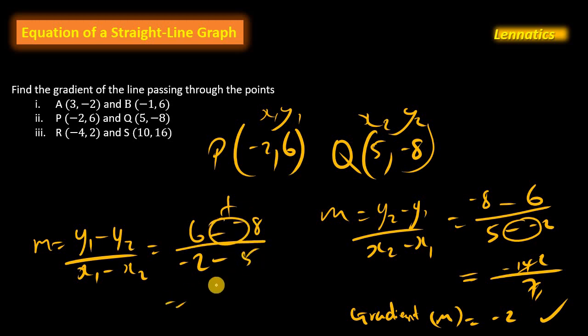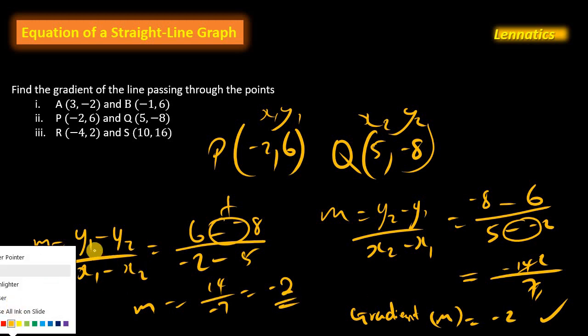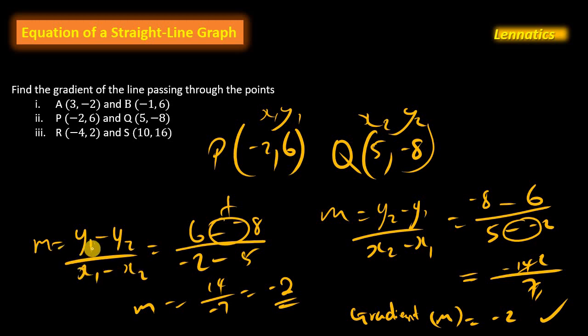And so the 6 plus 8 is going to be 14. Negative 2 minus 5, that's negative 7. And so 7 goes into 14 twice. Positive by negative is negative, so negative 2. Same answer for the gradient, right? And this will always work. Just remember what you start with, you end with. Start with the 1 for y, start with 1 for x. Start with 2 for y, start with 2 for x as well.